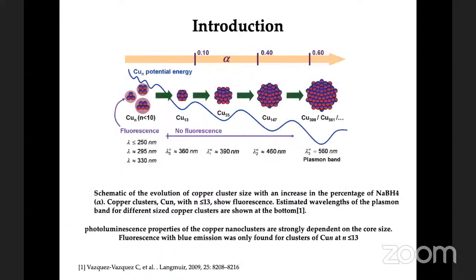A lot of work has been done with gold and silver nanoclusters, but reports on copper nanoclusters are very limited, and there are reasons for that. As you see in the picture on your screen, Vazquez and Vazquez synthesized copper nanoclusters. As you go from the extreme left to the right, you see that for n less than 10, these copper nanoclusters show a strong fluorescence, but as we cross the number 13, they do not show any fluorescence. They did this by varying the amount of sodium borohydride added to play with the size of these copper nanoclusters.